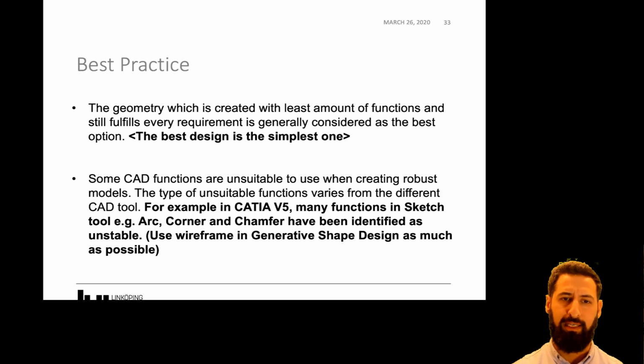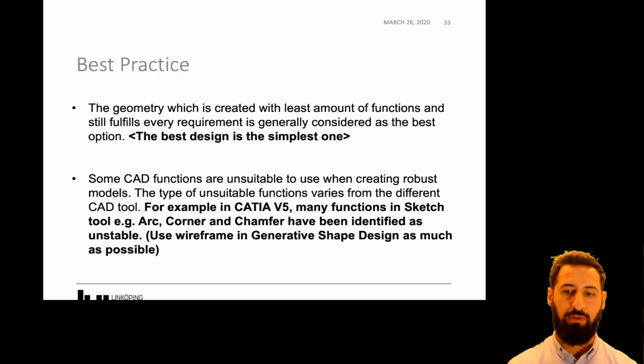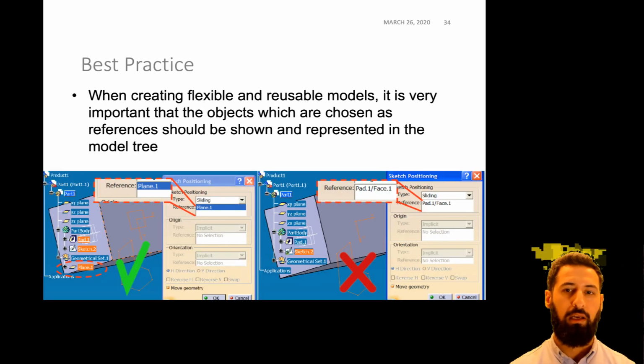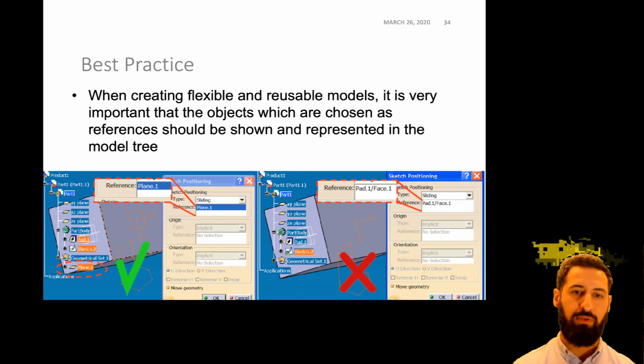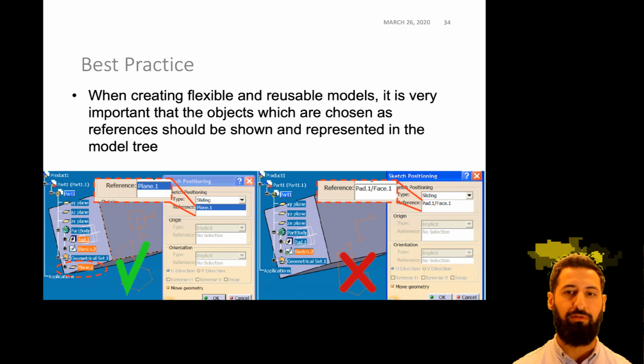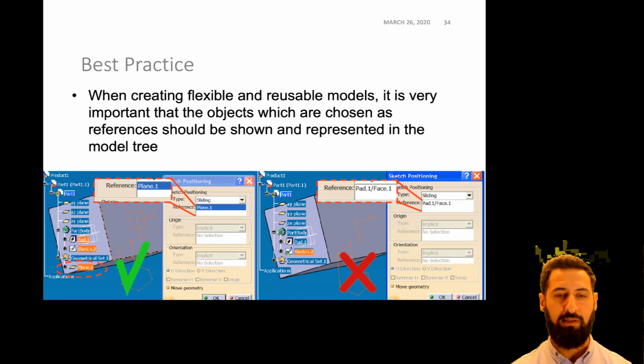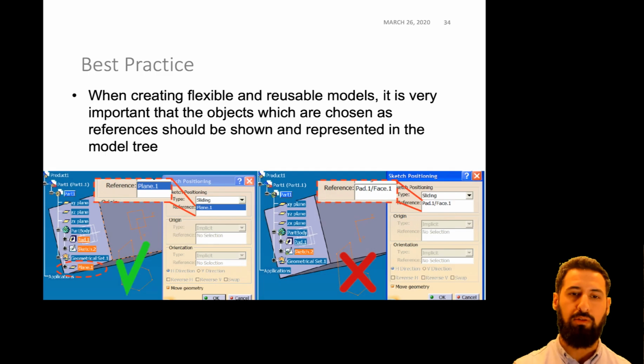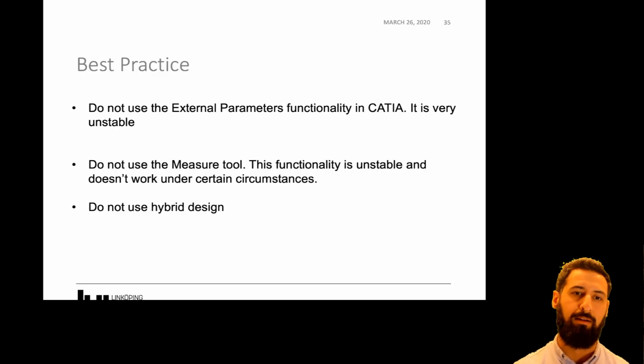There are a lot of CAD functions that are unstable to use when it comes to design automation. Sketch is one of them. The Sketch tool is not very stable, definitely not for beginners, and you can encounter problems. So we don't encourage you to use Sketch. Use wireframes in generative shape design instead. Same thing when it comes to the type of references that you use. If you are a beginner in design automation, then always choose references that are shown in the tree. So use the references that are presented in the tree.